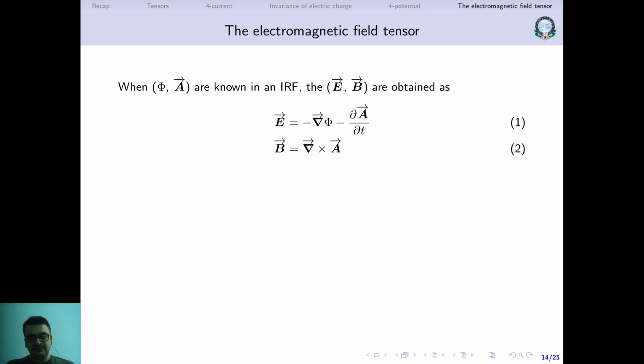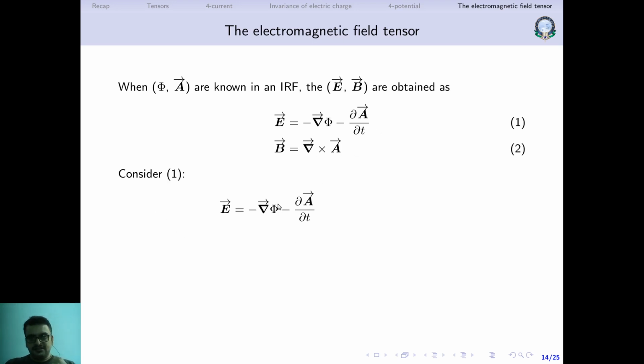These are the quantities that we can actually take an instrument and measure. Charges respond to the fields. Potentials are basically mathematical constructs which we have devised in order to simplify the problem and improve our understanding of the problem. So when the potentials are known in an inertial reference frame, the fields E and B can be obtained in terms of the potentials in this way.